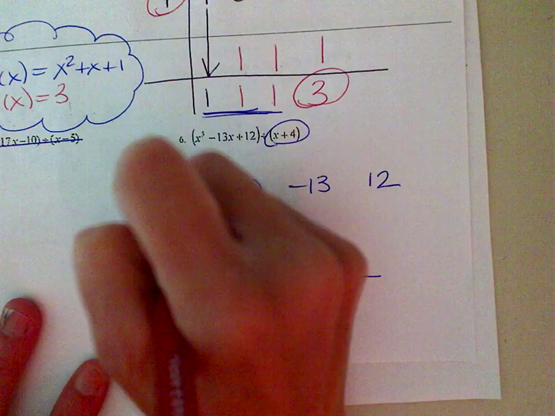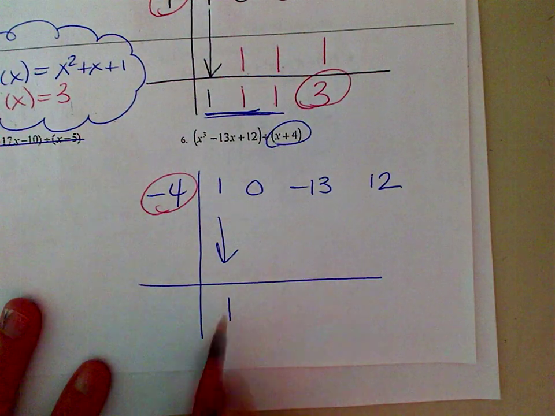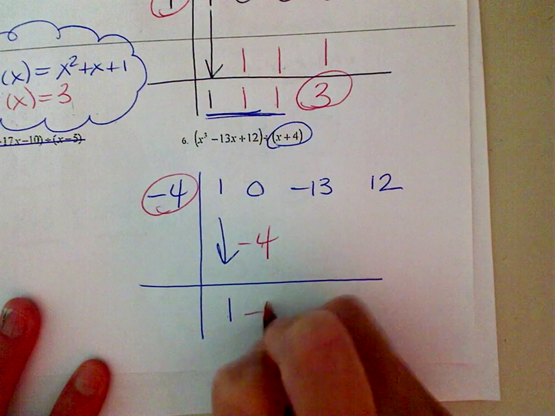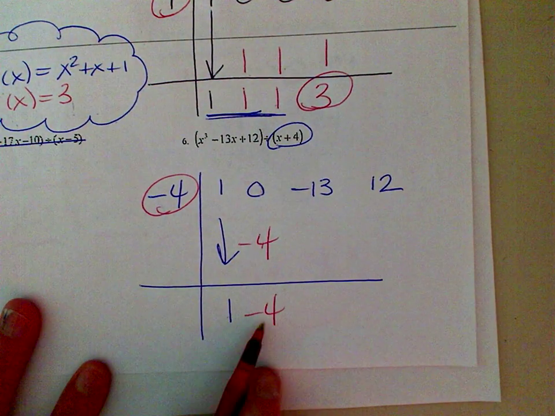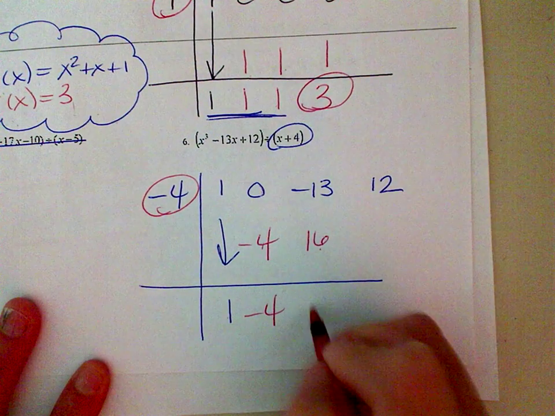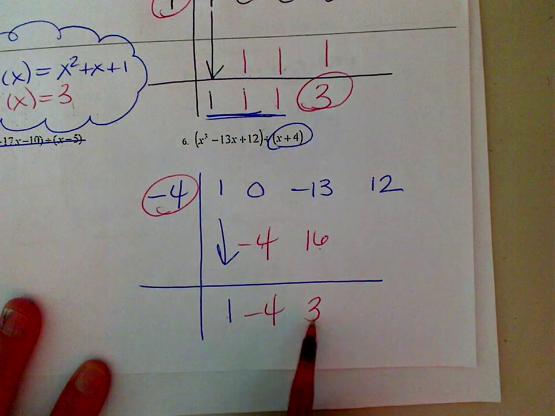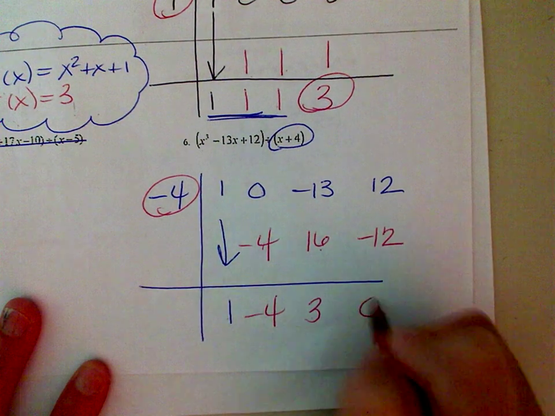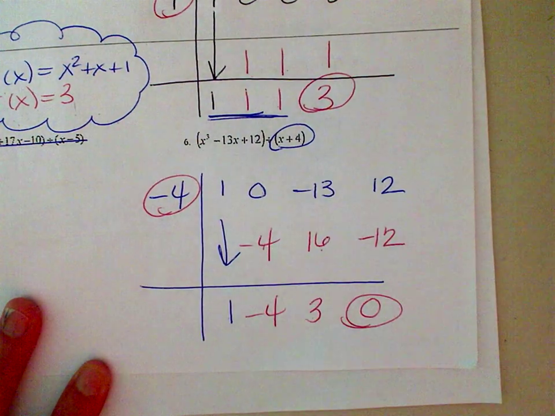All right, I'm going to multiply by negative 4. 1 times negative 4 is negative 4. Add, you get negative 4. Repeat. Negative 4 times negative 4 is 16. Add, you get 3. 3 times negative 4 is negative 12. Add, you get 0. 0 is the remainder.